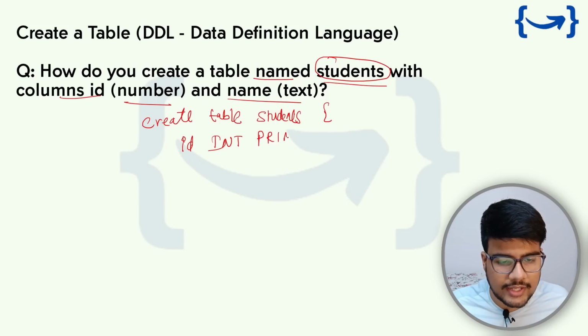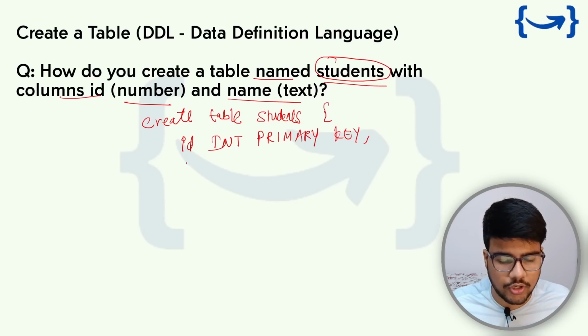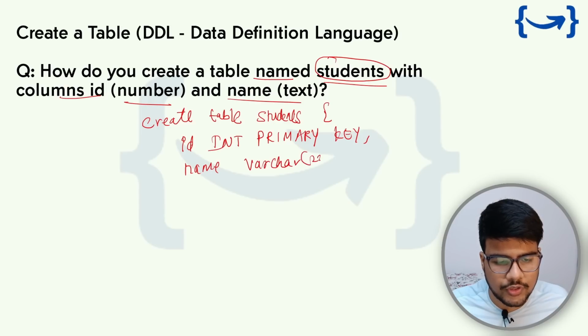for keeping it unique and non-null, you should provide it as a primary key, or it totally depends on you, because the question doesn't state anything about constraints. And what else do you need to do? You need to add name VARCHAR(255). Now the comma will not come here, it will come here.